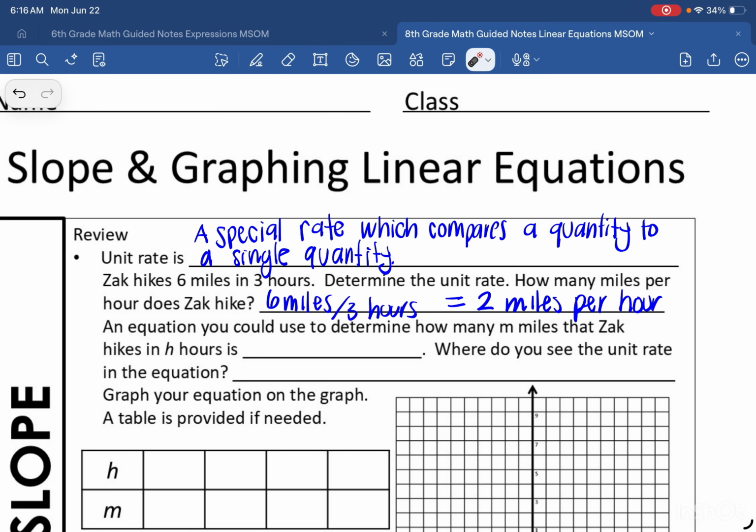An equation you could use to determine how many miles m that Zach hikes in h hours. So I want my equation to be m equals, and if he hikes 2 miles per hour, then every hour will need to be multiplied by 2 to figure out how many miles. So the equation would be m equals 2h. Where do you see the unit rate in the equation? The unit rate is right here. That is also called the constant of proportionality.